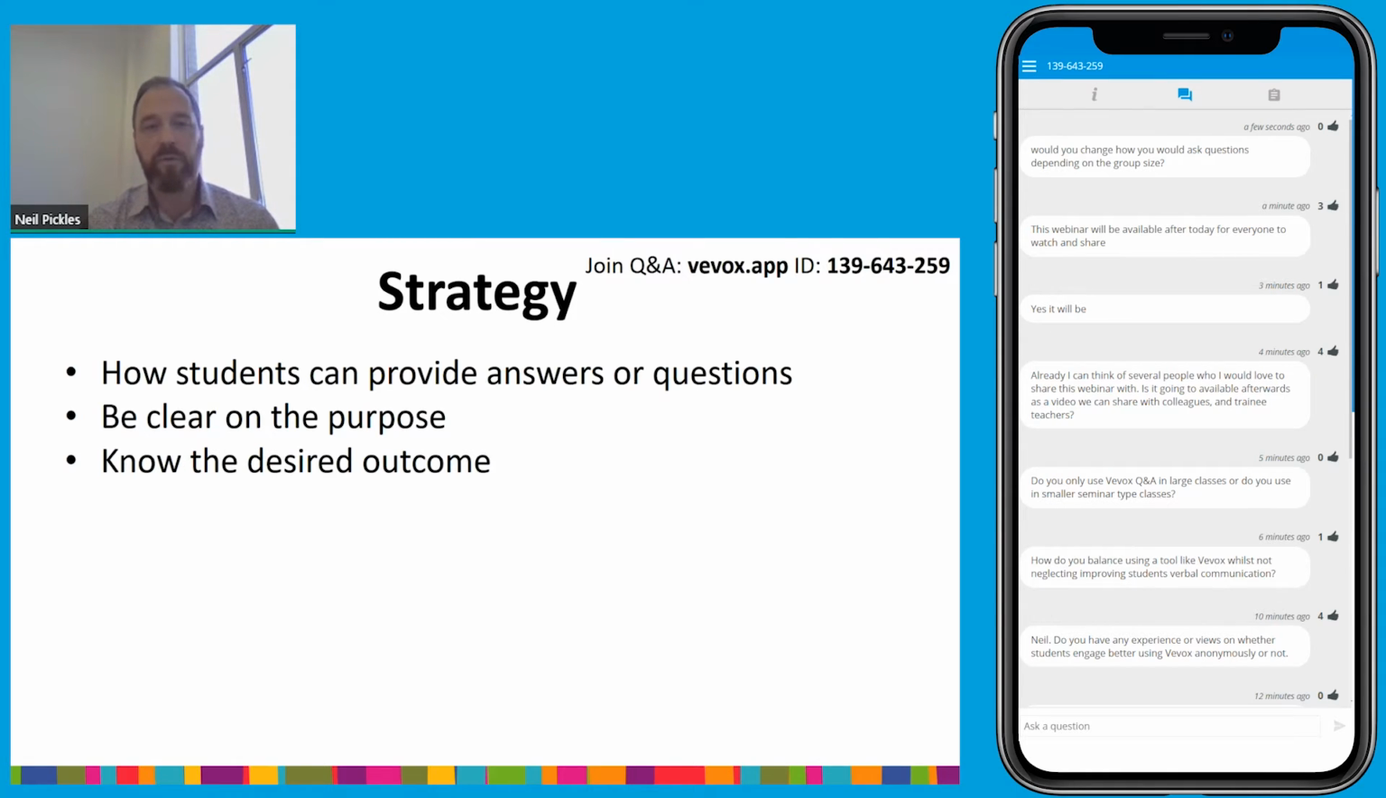Is it that you're looking for a particular answer? Is it that you want to scope the range of answers in the room? Is it that you want to stimulate debate? This links to the purpose. So you need to know what your desired outcome is. For some people, it might be that you just want to check that somebody in the room knows an answer to a question.